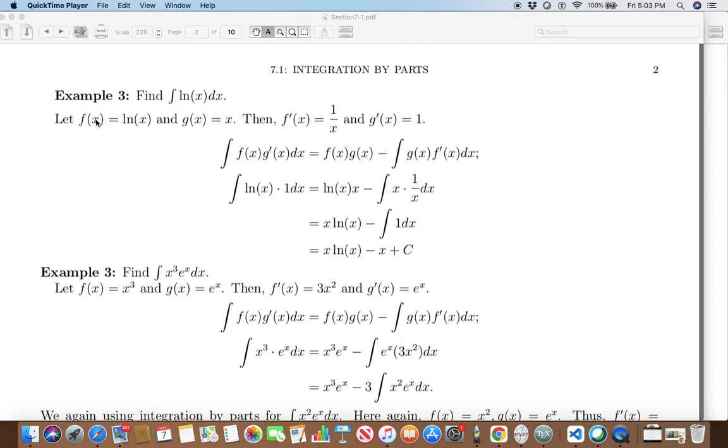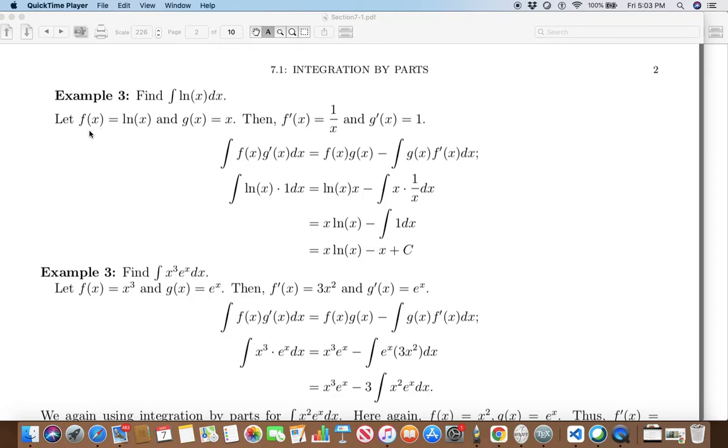So let f(x) be natural log of x and g(x) be x. Why did we choose g(x) equals x? Because then g prime x would be 1. 1 is the second factor. So the second factor is that factor whose antiderivative you can easily identify. Okay, so g(x) is the antiderivative of the second factor.